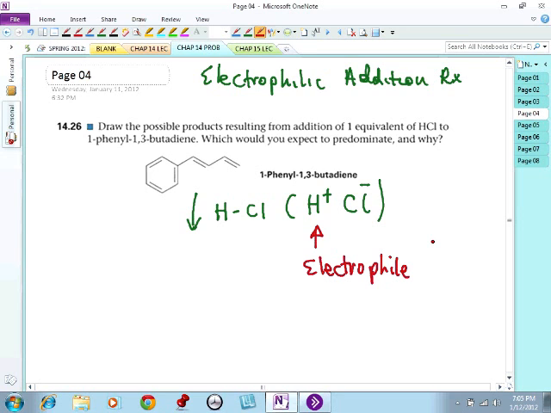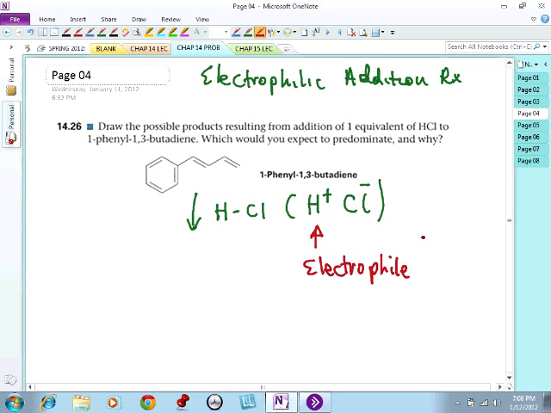Did I hear something? Yes, go ahead. Oh, Blair, go ahead. Electron deficient. Yeah, deficient. Go ahead. Something that needs electron, right?